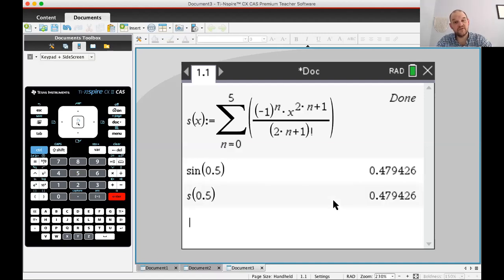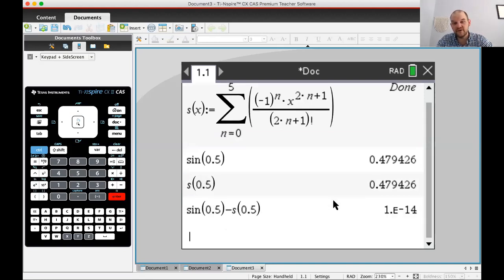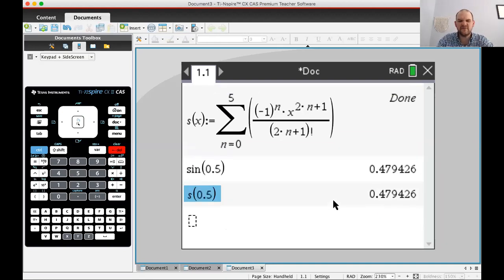That's pretty close. I mean, as far as we can see, that's exactly right. It's definitely not exactly right. Let's subtract them, 0.5. This is like a little trick for seeing how close things are. Subtract them, very, very close, right? So let's see how far out we can go.